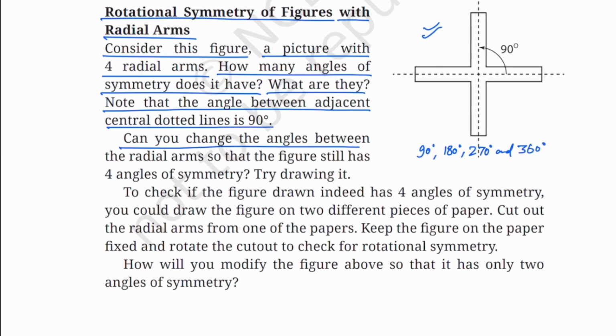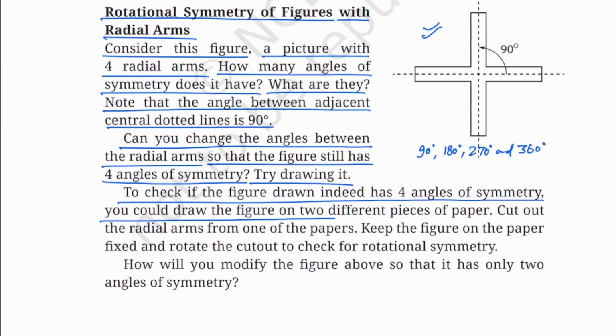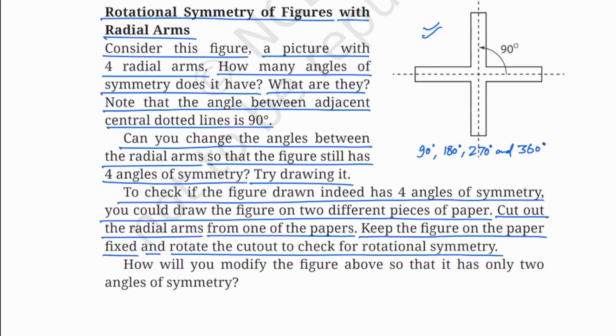Can you change the angles between the radial arms so that the figure still has 4 angles of symmetry? Try drawing it. To check if the figure drawn indeed has 4 angles of symmetry, you could draw the figure on 2 different pieces of paper. Cut out the radial arms from one of the papers, keep the figure on the paper fixed, and rotate the cutout to check for rotational symmetry.